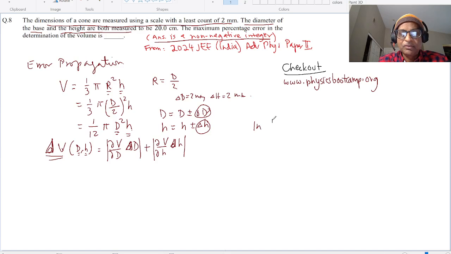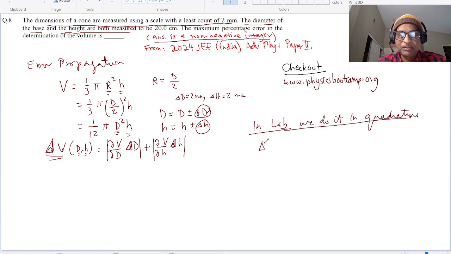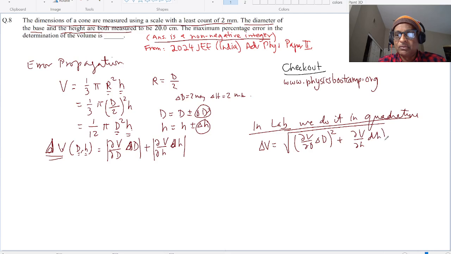In lab, we do it in quadrature. We don't add like this, with absolute values. We say delta V is going to be the square root of (dV/dd times delta d) squared plus (dV/dh times delta h) squared, and it's going to give a different answer. Okay, and because they want percentage, we'll have to divide by V.